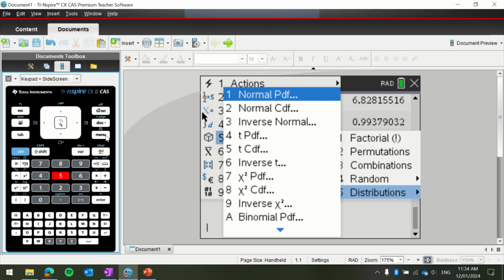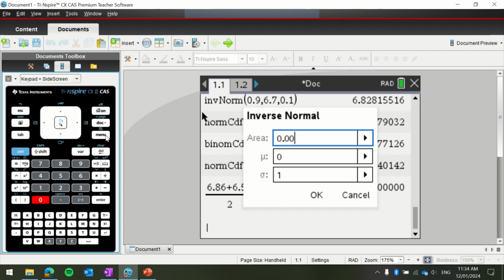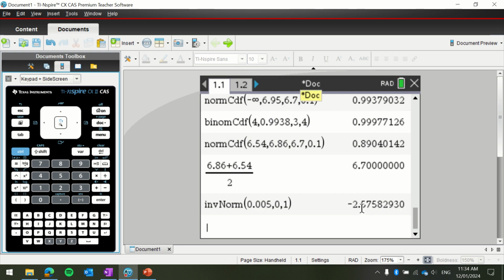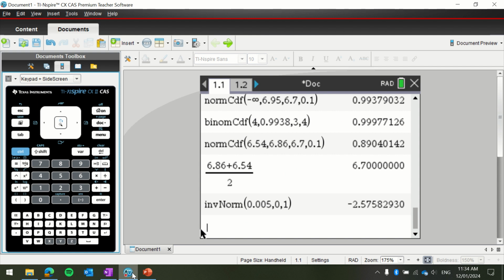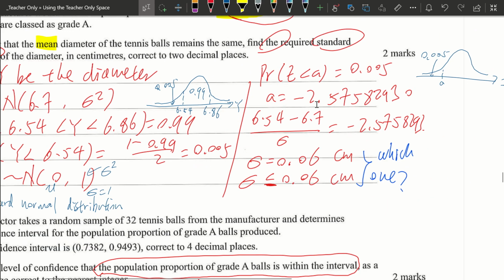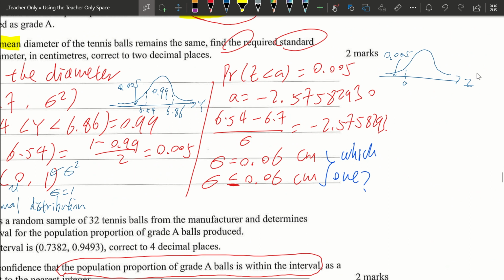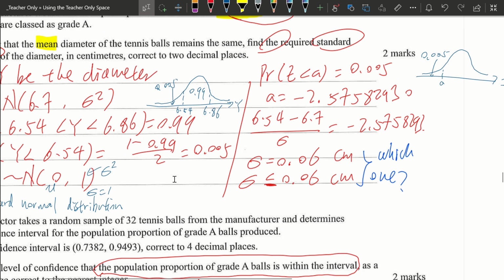On the calculator, inverse normal, 0.005, and everything else is standard. So negative 2.5758. So I know what A is. On the standard normal, A is this value. But there is a relationship between the value on the Y scale and the value on the Z scale.